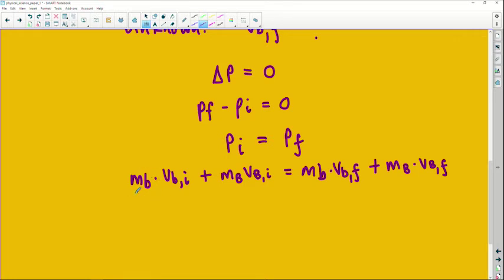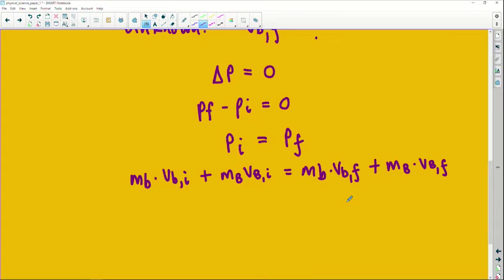We do have the mass of the bullet, we've got the mass of the block, we also have the initial velocity of the bullet as well as that of the block. We've got the mass of the bullet over here and the mass of the block over there, and we also have the final velocity of the block. So the only unknown in this equation is the velocity of the bullet after it has moved through the block, and that is exactly what we are asked to calculate in this question.